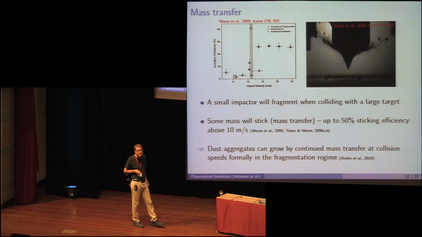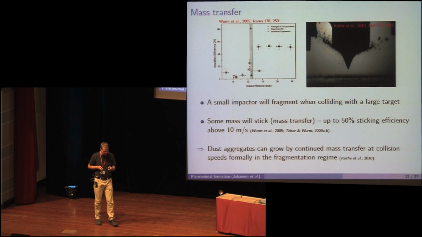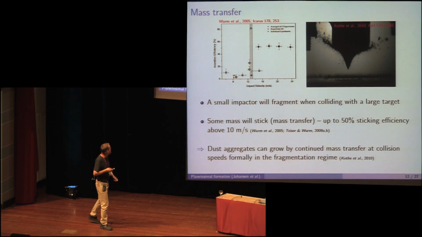But there are reasons to believe that the bouncing barrier is not the end of planetesimal formation. One way to get around the bouncing barrier is by the so-called effect of mass transfer. The mass transfer effect was pioneered by Wurm et al. in 2005. And they basically collided a small projectile with a large target at higher and higher speed.